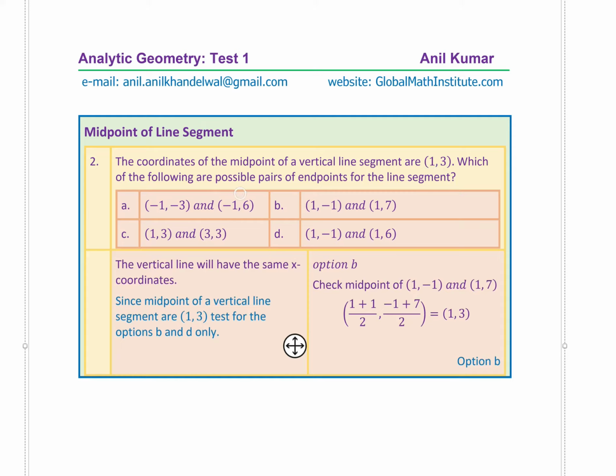Which of the following are possible pairs of endpoints for the line segment? See, it is a multiple choice question. You should be aware of the time restraint also. We're talking about a vertical line, correct?